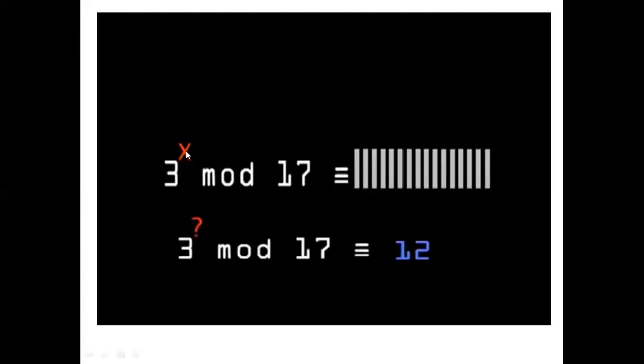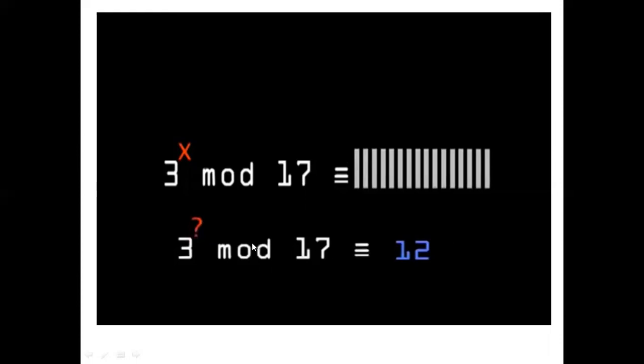3 power x can be of any value mod 17. If x is 1, 3 power 1 mod 17 is 3, which is very easy in order to find the congruence class. But it is very difficult the other way. 3 will be given, mod 17 will be given, and the congruence class 12 will also be given, but we need to find the x value, the raised-to-the-power value. Finding this power value is called the discrete logarithm.